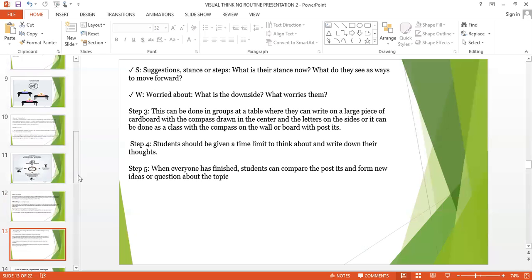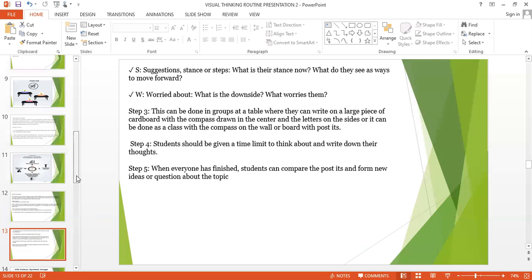After that, this can be done in a group at a table where they can write on a large piece of cardboard with the compass drawn in the center and the letter on the side, or it can be done as a class with a compass on the wall or a board with post-it. The next step is students should be given a time limit to think about and write down their thoughts. After that, when everyone has finished, students can compare the post-its and form new ideas or questions about the topic.